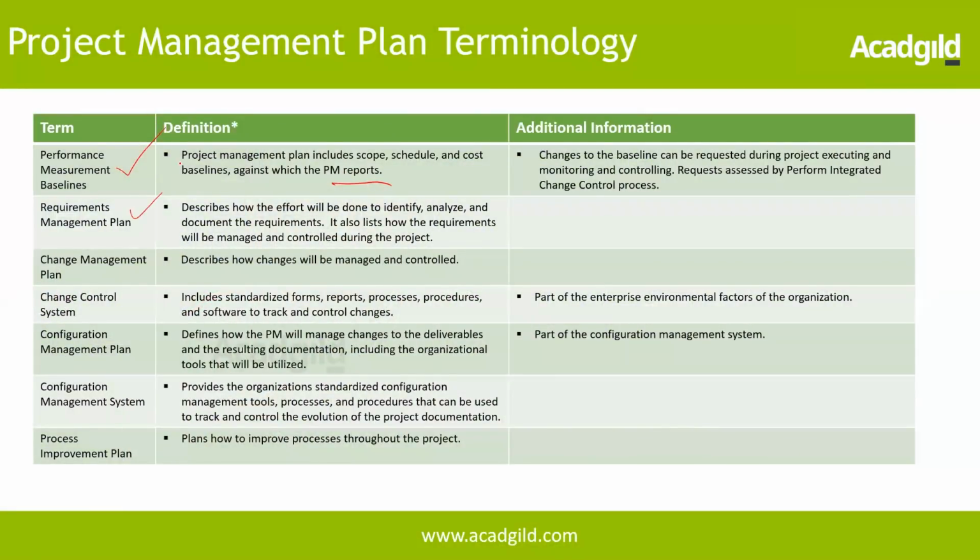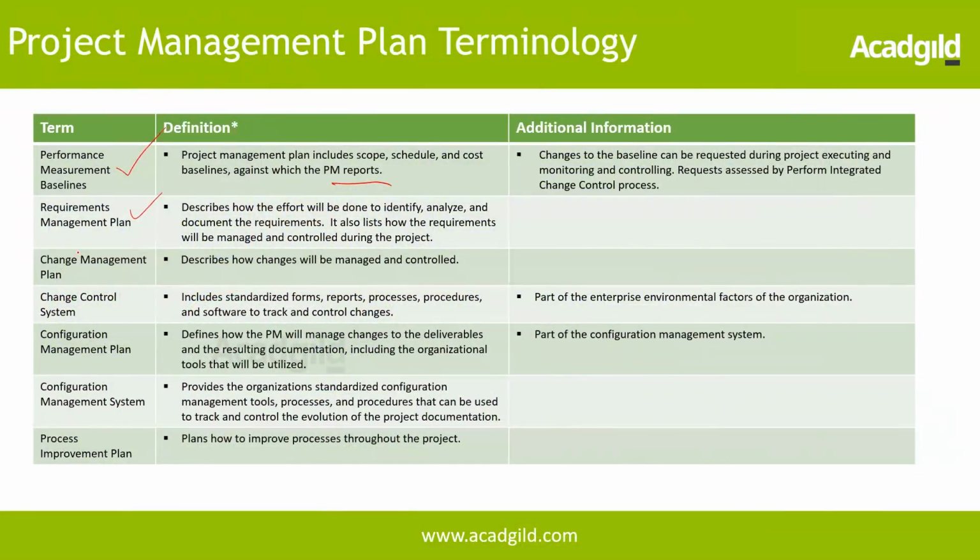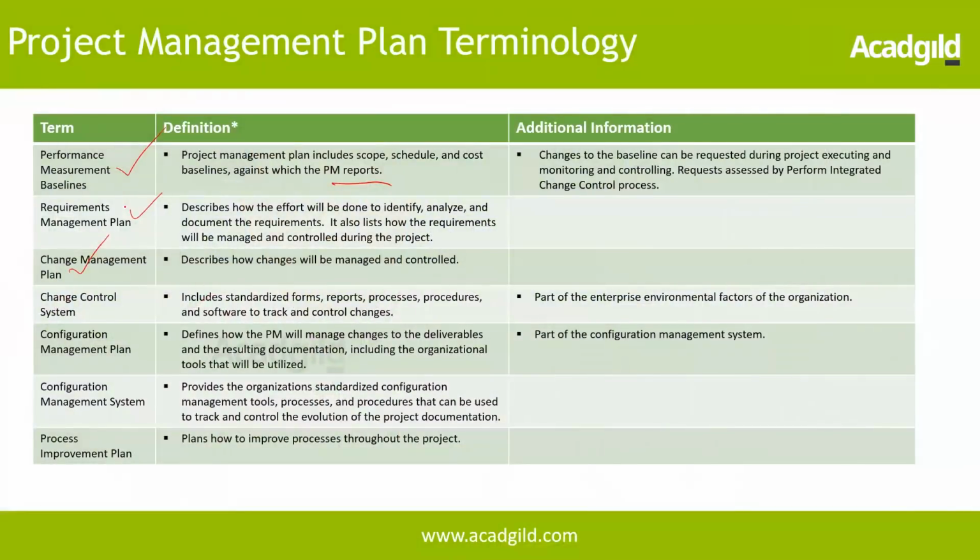It's against the baseline. Then the requirements management plan: this is going to have how I am going to collect the requirements and how I am going to document the requirements. We'll be talking more about that in scope management later. And the change management plan talks about how the change will be addressed. Like we saw, the project management plan, once we baseline it, can undergo a change through a change management process. But what is that change management process all about? That is where the change management plan comes into the picture, talking about how the changes will be addressed and how the changes will be managed and controlled here.